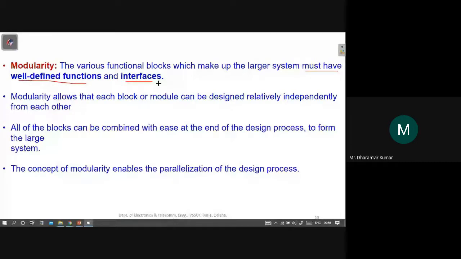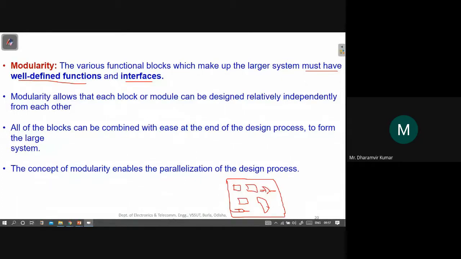Now this principle says that they should also have well-defined functions and interfaces. Suppose this is the big circuit, and let's say it comprises different blocks. There may be adders somewhere, there may be multipliers, flip-flops, multiplexers like that. Then sometimes there may be individual gates somewhere, like this.